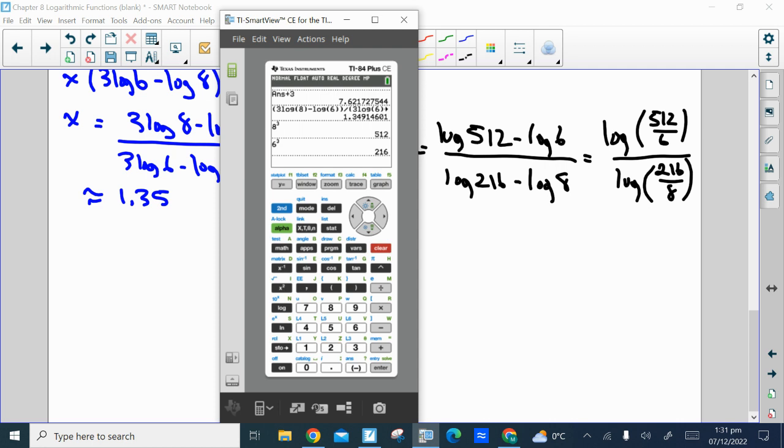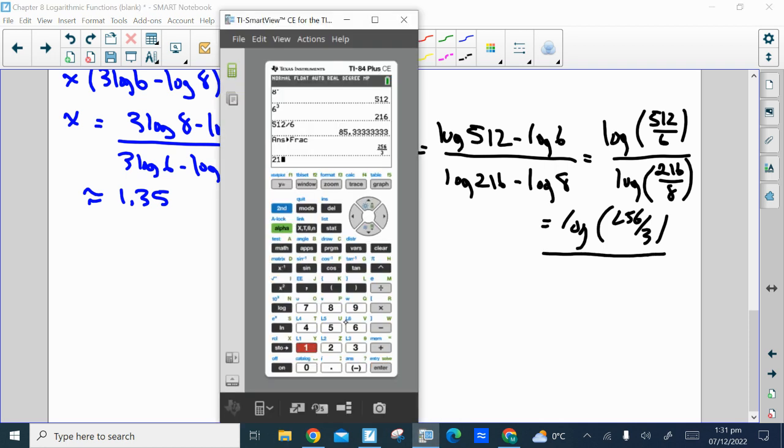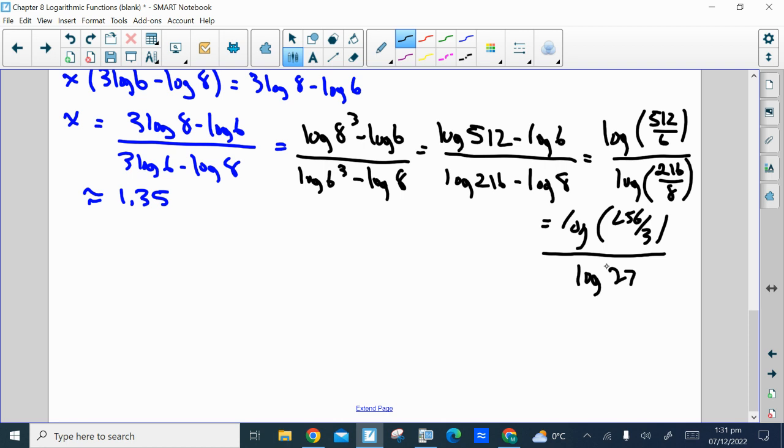512 divided by 6. Is that decimal math? Enter, enter, converts it to a fraction. That's 256 over 3. Divided by the log of 216 over 8, which is exactly 27. So there's our simplified expression as an exact value.